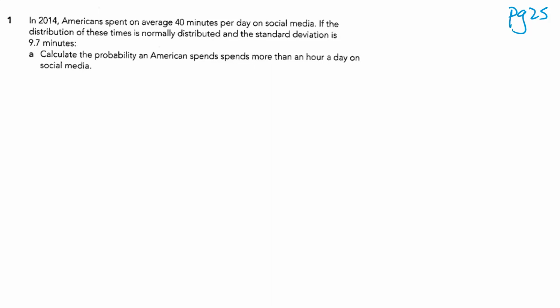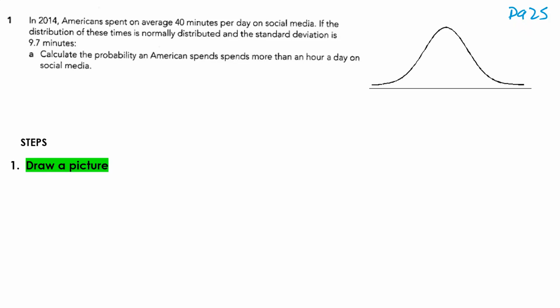In 2014, Americans spent 40 minutes on average per day on social media. If the distribution of these times is normally distributed, the standard deviation is 9.7 minutes. Calculate the probability that an American spends more than an hour a day on social media. So again, steps, draw the picture. So the mean is 40, standard deviation 9.7.